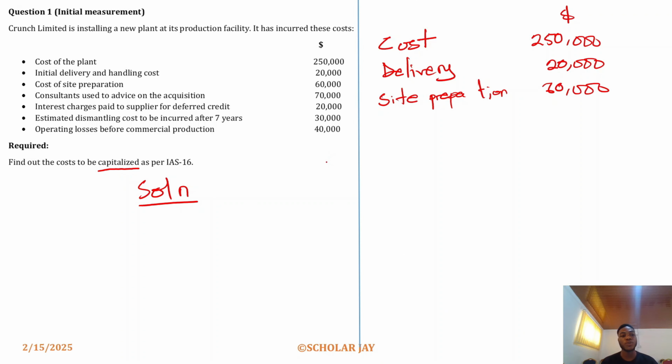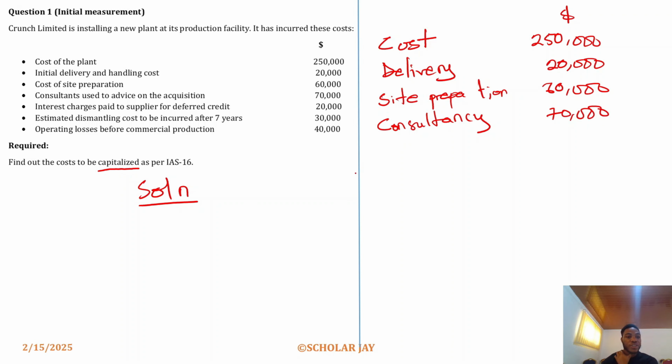Right. Now, we also have consultants used to advise on acquisition. There are instances where before you acquire an asset, you seek the advice of professionals. It could be engineers, it could be architects, right? You ask, what type of asset should I acquire? What model? When should I acquire it? In doing so, you are seeking their professional knowledge. Is that not it? So that cost you incur for that consultancy, because if not for acquiring that asset, you wouldn't have incurred that cost, must also be capitalized. So we have 70,000.